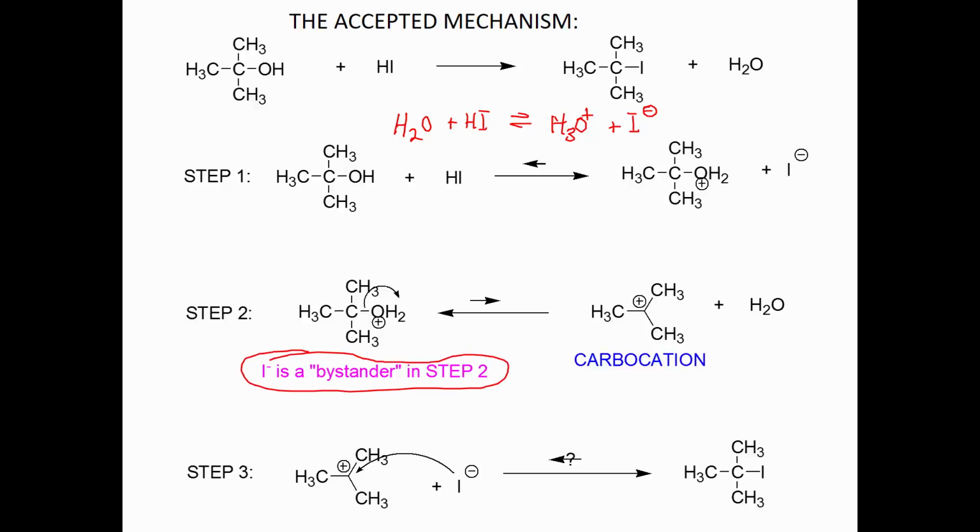In step two, we are losing water to make a positively charged carbon, and this is an important type of what we call a reactive intermediate in organic chemistry. This is actually the step where we form one of the products of the reaction, water. So the carbocation is a reactive intermediate.